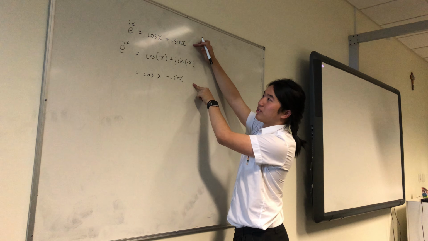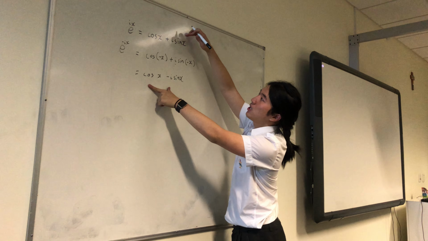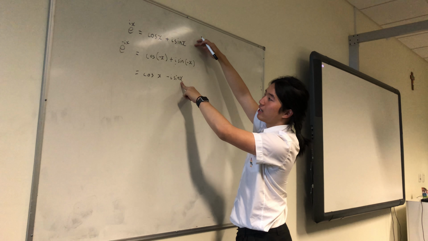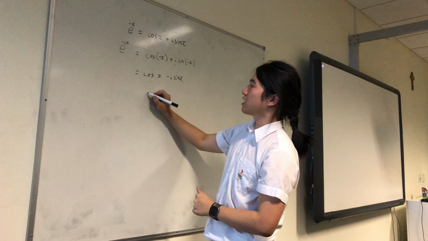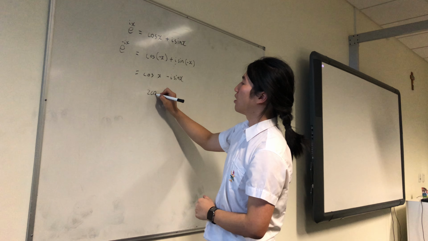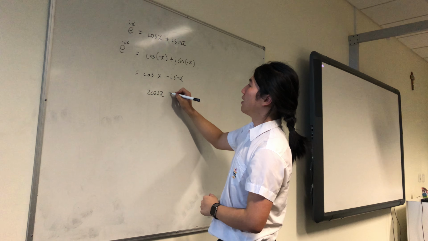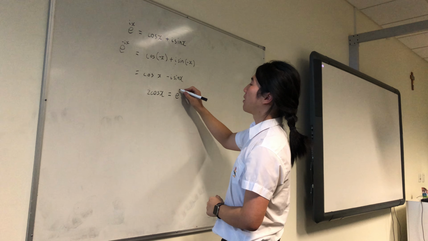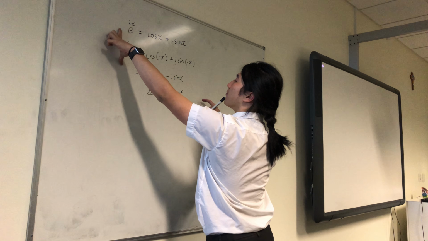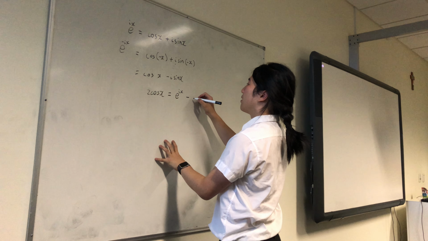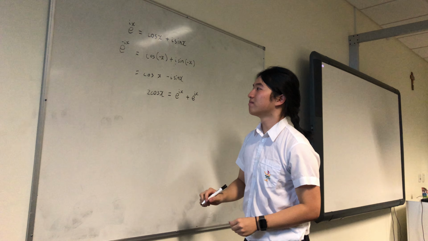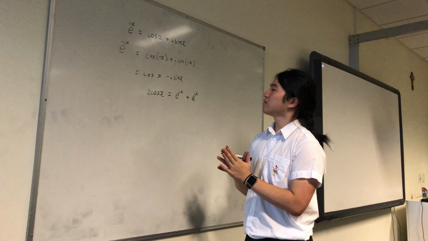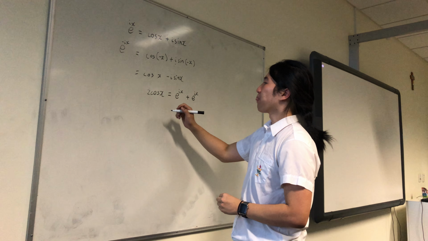If we look at these two for a minute, if we have cos of x plus i sine of x and cos of x minus i sine of x, if we add these together, we will actually end up with 2 cos of x equals e to the power of ix, and then, did I say plus? Yeah, plus e to the power of negative ix. Is that right? Yeah, that's right.